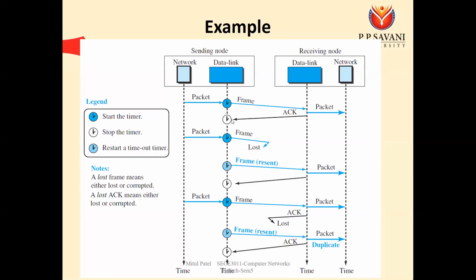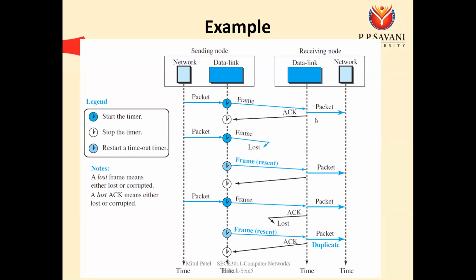So in the first case, the frame was sent and the acknowledgement was received. That means the frame is correctly sent. Now the data link layer will create the packet and send it to the network layer.